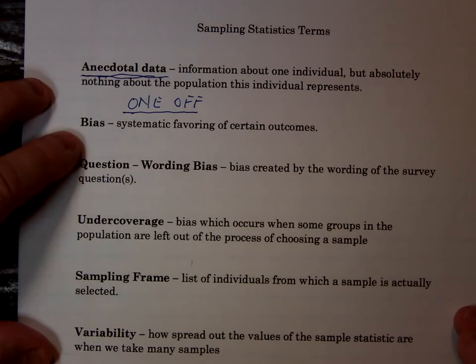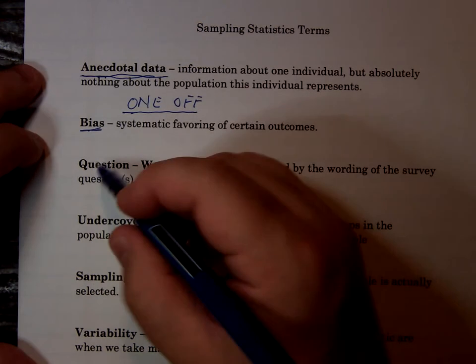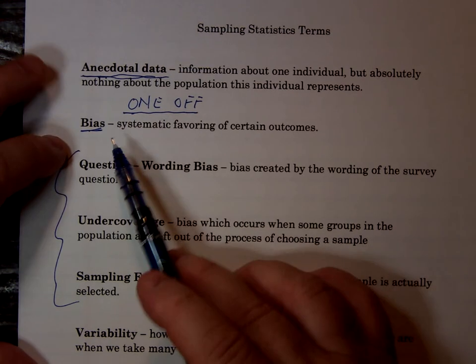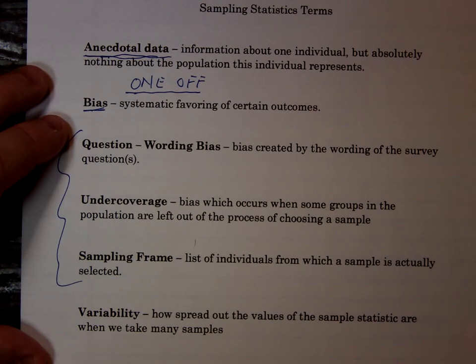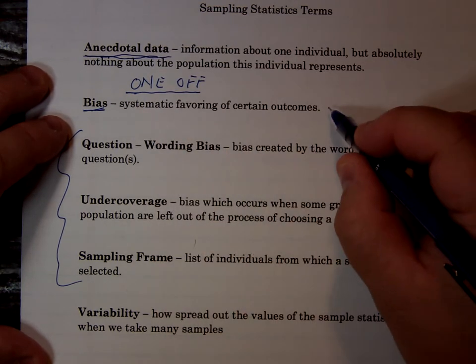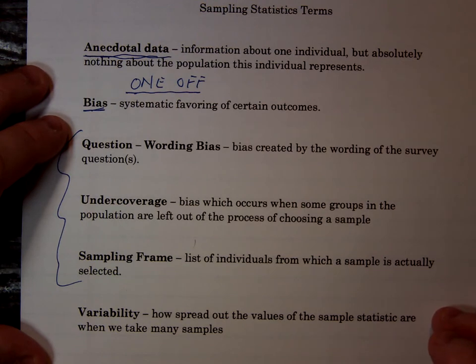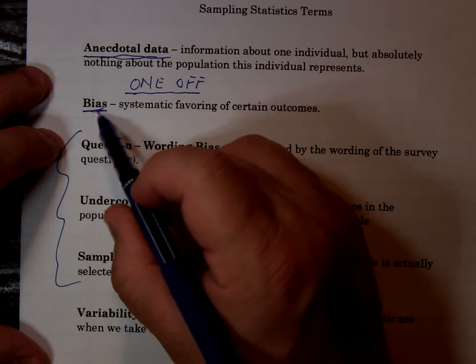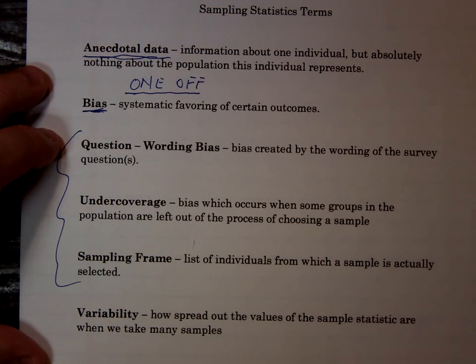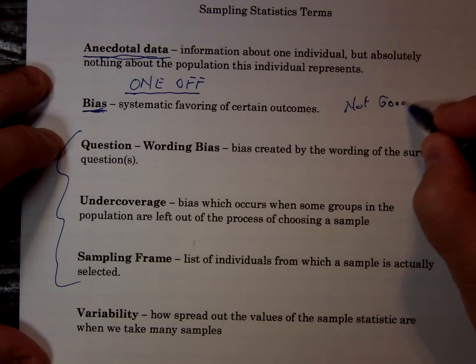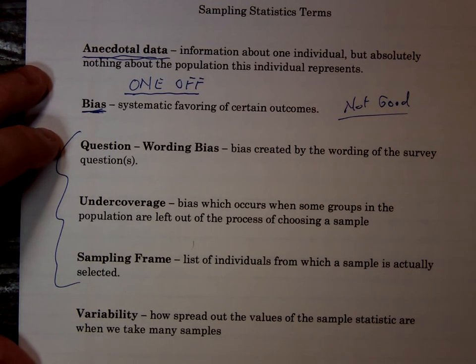So bias, and that's what this is talking about. Anytime there is bias in a sample or bias in a statistic, it is a systematic favoring of certain outcomes. So if you're doing a statistic and you want it to show that the majority of people want this or don't like that, you can use bias. You can use ways to make that happen. And this is not good. You should not have bias in any statistic, because it doesn't represent the true feeling.